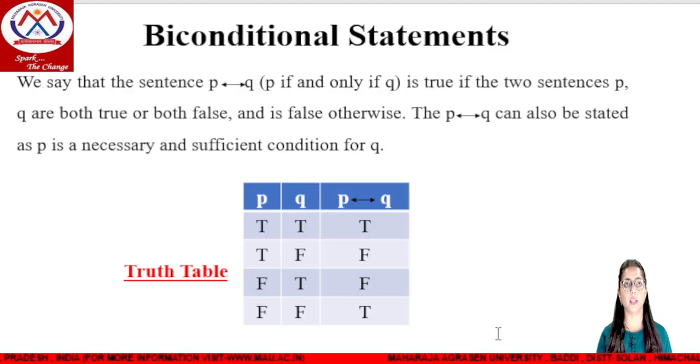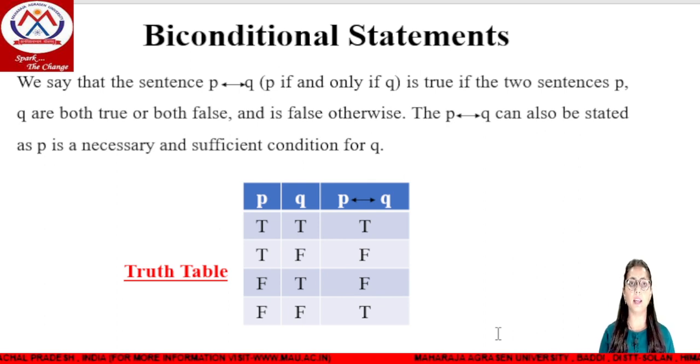Both are true here. Now, next we say that the sentence P if and only if Q is true if the 2 sentences are both true or both false. But if this does not happen in an example, then we will take directly false for that. So P if and only if Q can also be stated as P is a necessary and sufficient condition for Q. Let us try to understand with the help of a truth table.